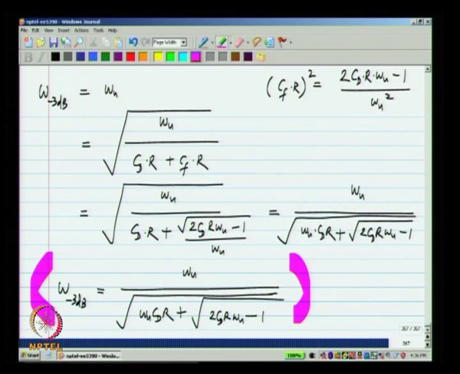Now, both the numerator and denominator depend on omega u, but the numerator is directly proportional to omega u, whereas the denominator has it under some square roots. Okay. So, the point here is that it is possible to use a faster op amp, meaning an op amp with a higher unity gain frequency, and increase the bandwidth of this circuit.